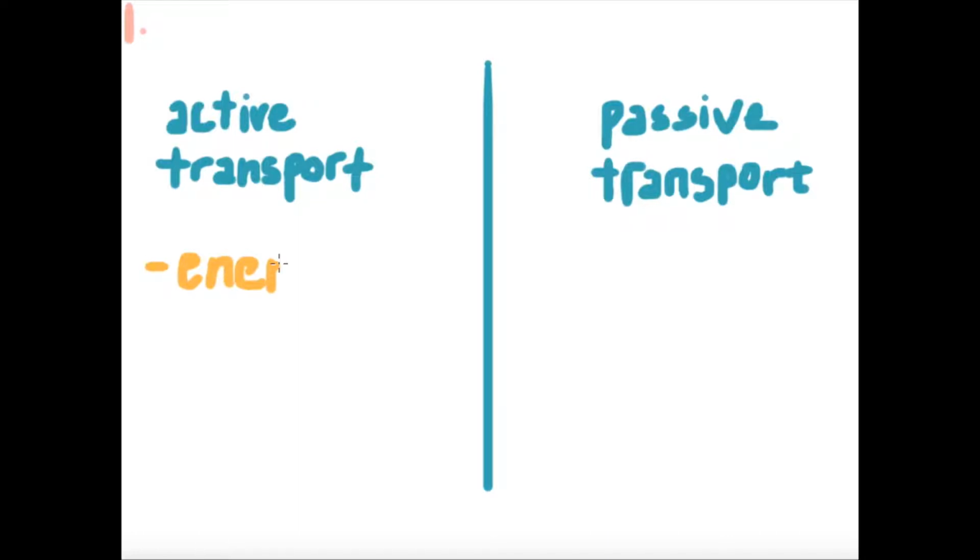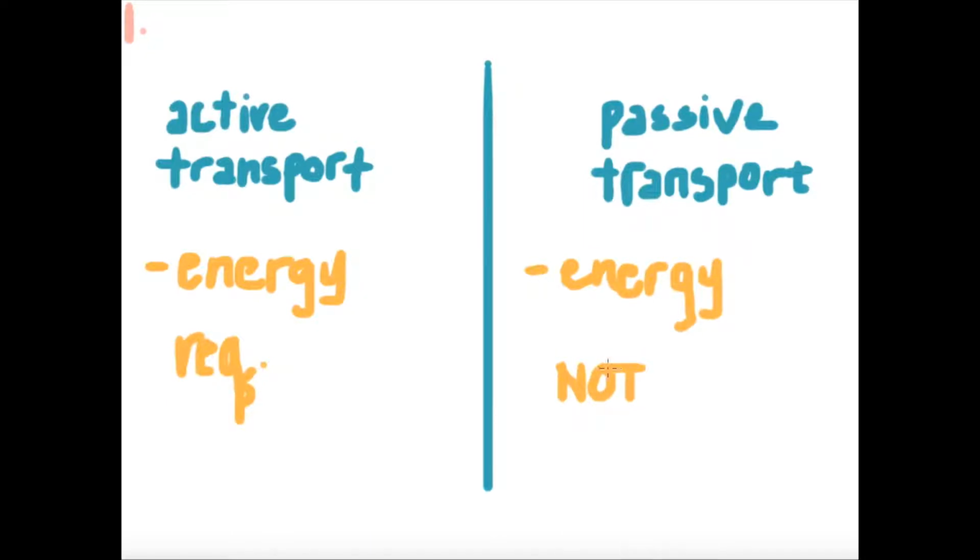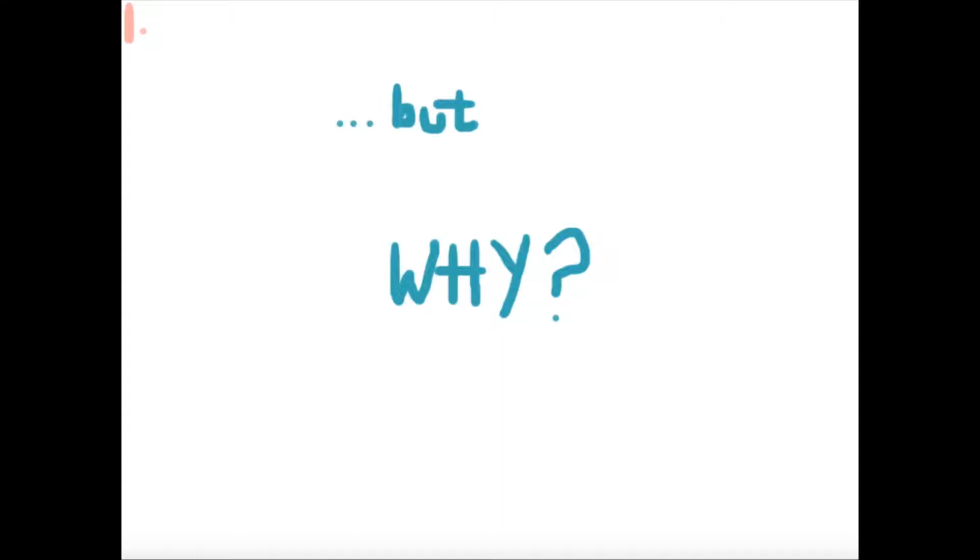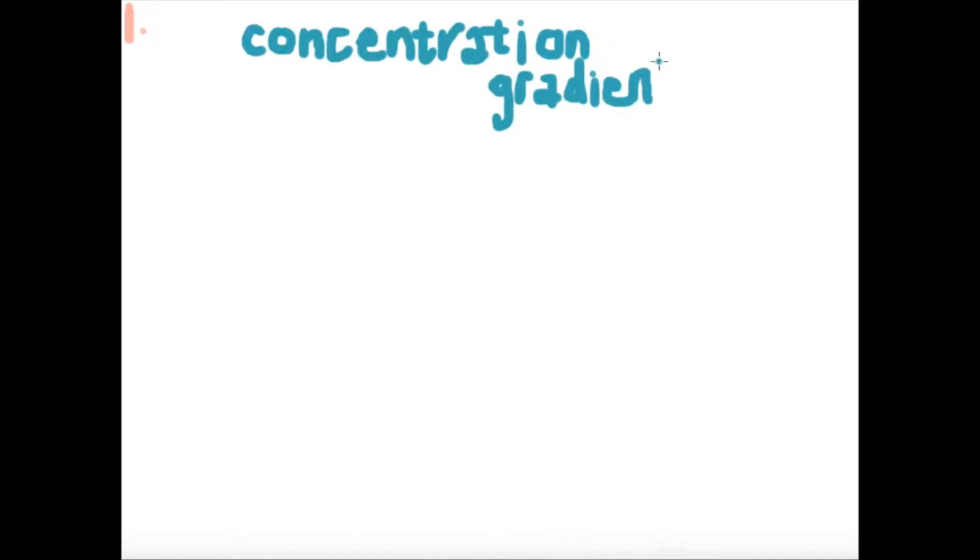Active transport requires energy to power the movement of molecules across the membrane, while passive transport does not require energy for the movement of molecules across the cell membrane. Now, why do certain types of transport require energy while others don't? This question can be answered by looking at something called a concentration gradient.